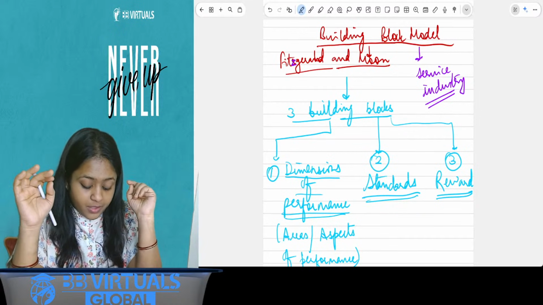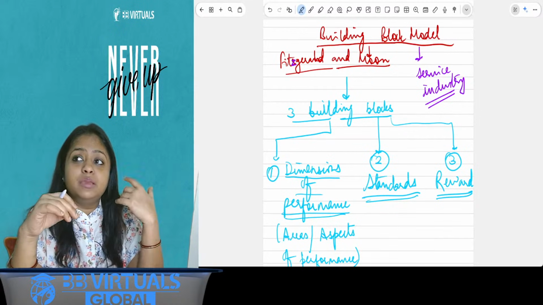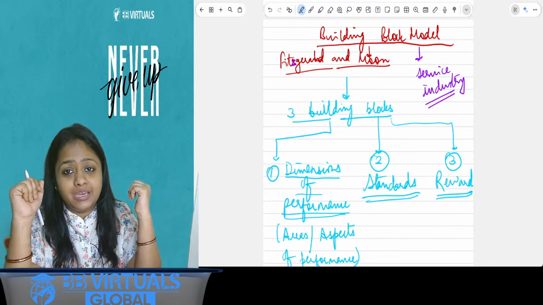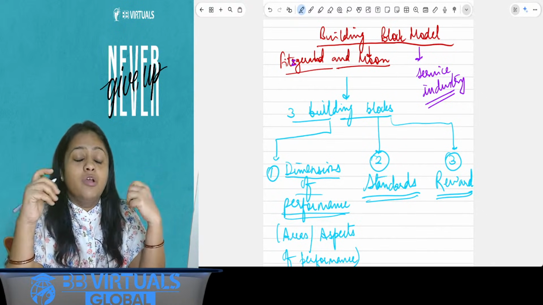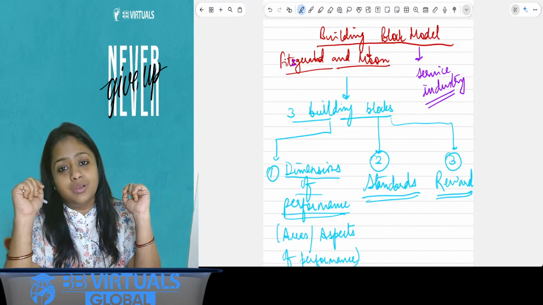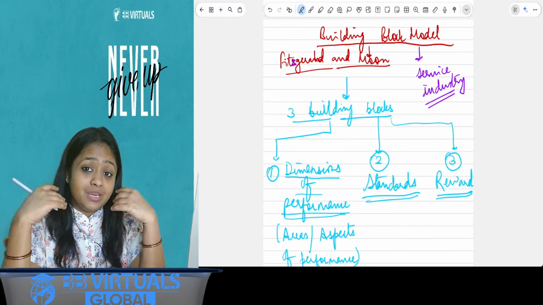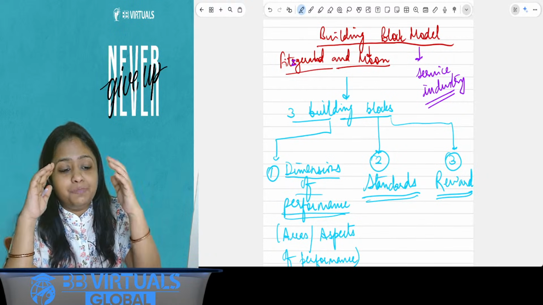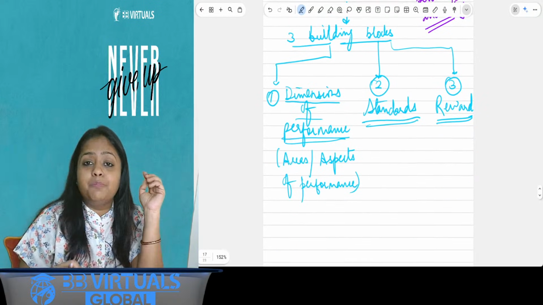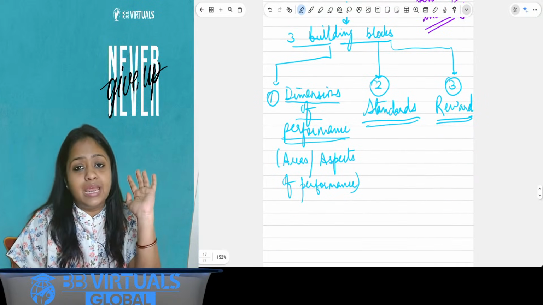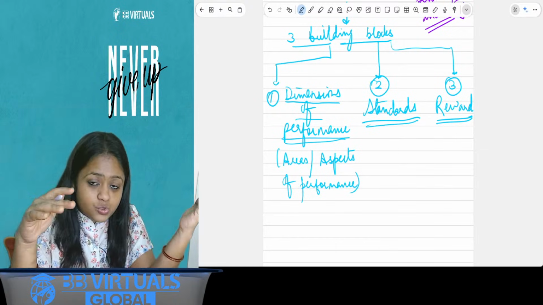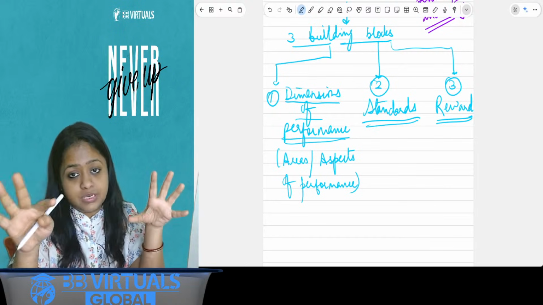Now, typically, the balanced scorecard is more relevant for manufacturing or trading industries where you have goods. But when it comes to services, more than the balanced scorecard, the building block model is good, because it was primarily created keeping the service industry in mind. In the building block model, we have 3 blocks, like in the balanced scorecard we had 4 perspectives.